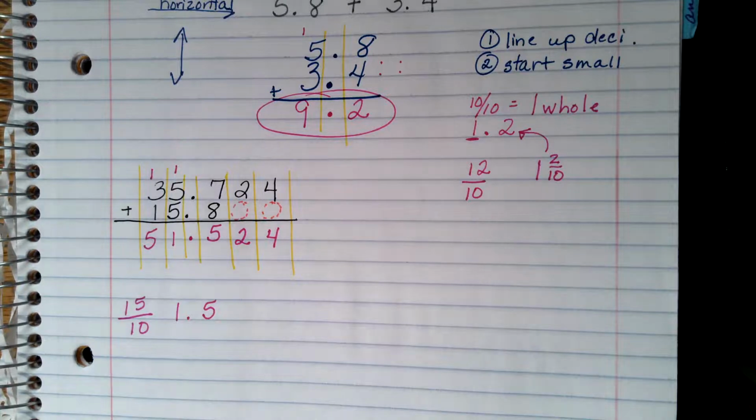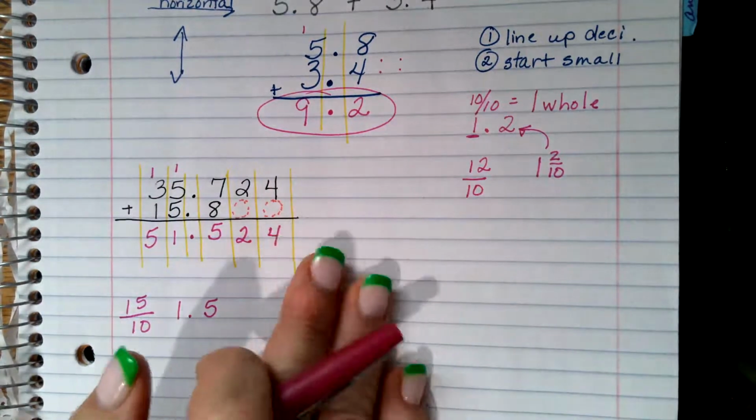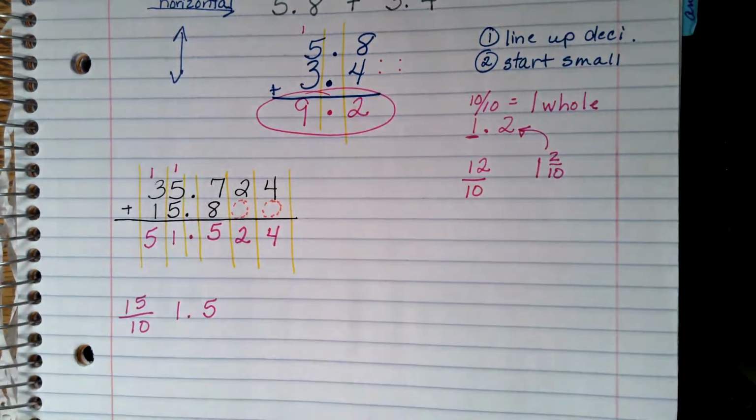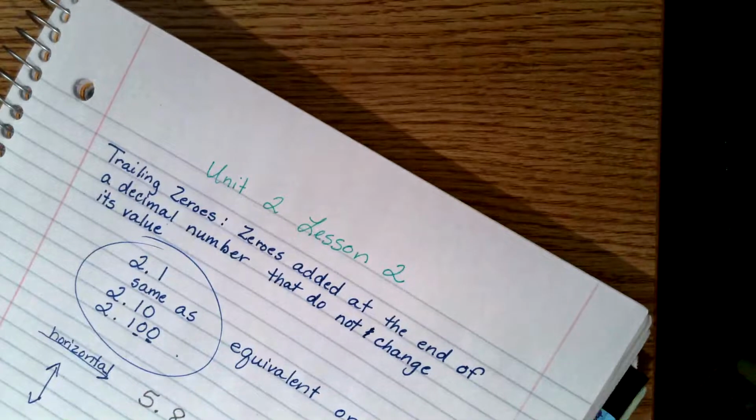So again, we continue adding until all place values have been completed. We start on the right, which is the smallest place value, and we move to the left until all of our place values have been addressed. Let's do another example where we have multiple numbers that we're adding.